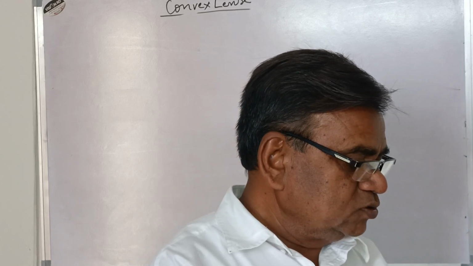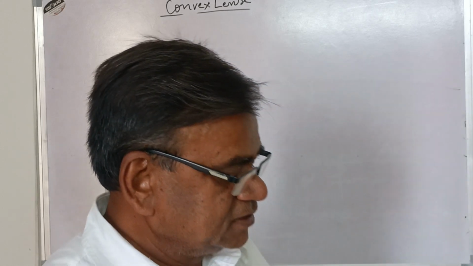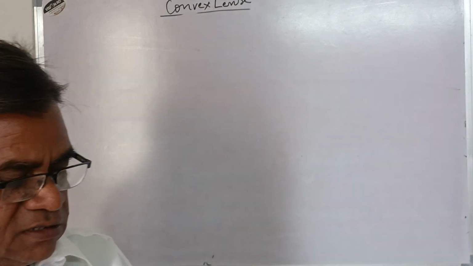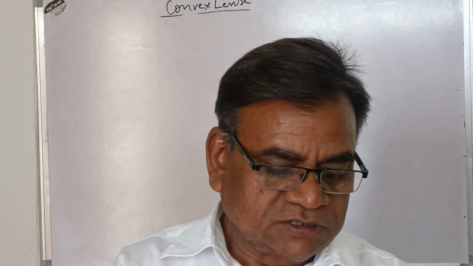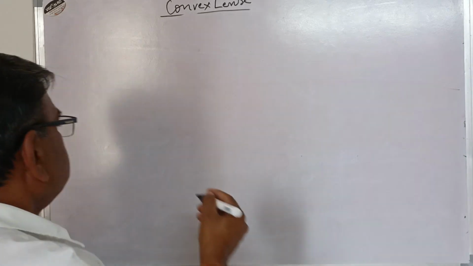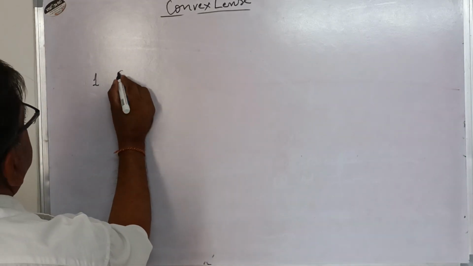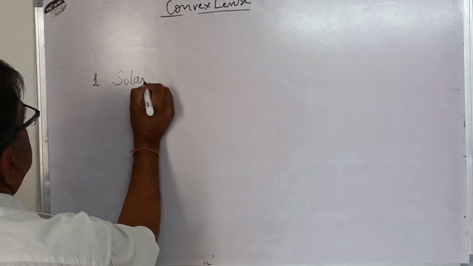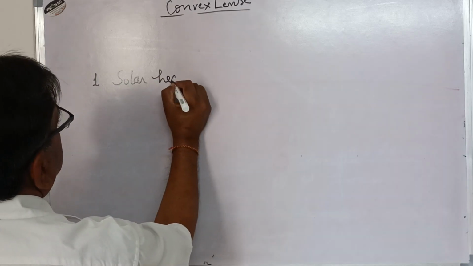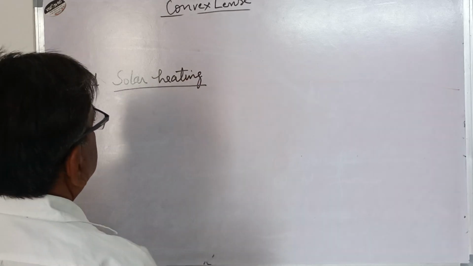State any two uses of the convex lens. There are many uses of the convex lens. We saw this for solar heating. One very major use. Solar heating.